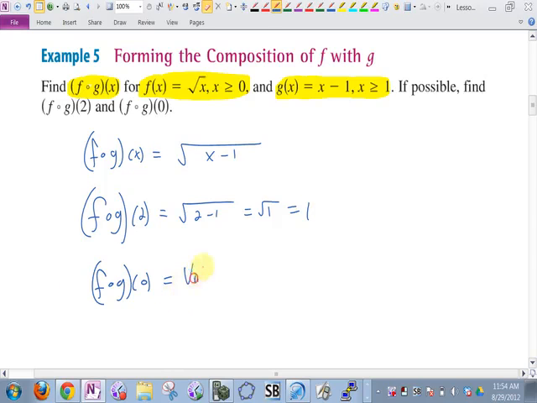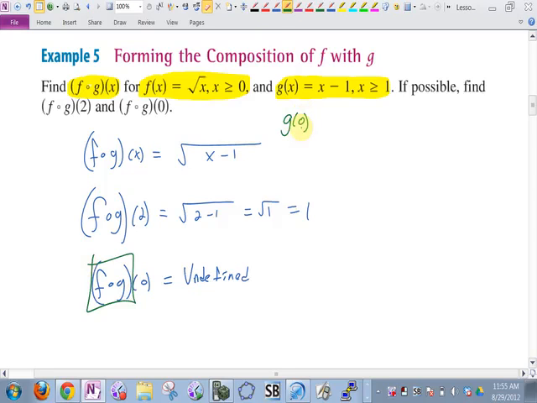Can't do it. Undefined. Why can't you do it? Well, we never actually get a negative under the radical. Because, let me ask you this. In this composition, which function are we plugging 0 into first, f or g? So let's focus on g. What is g of 0?